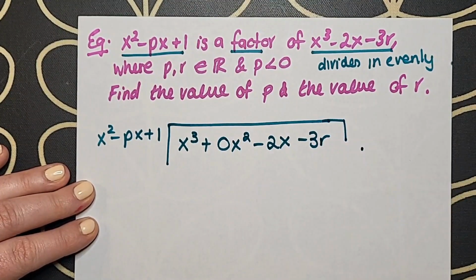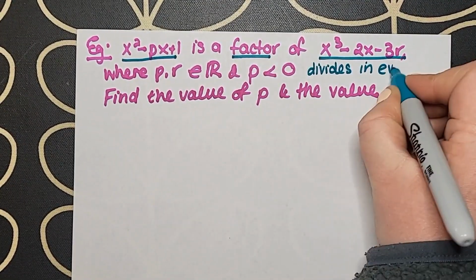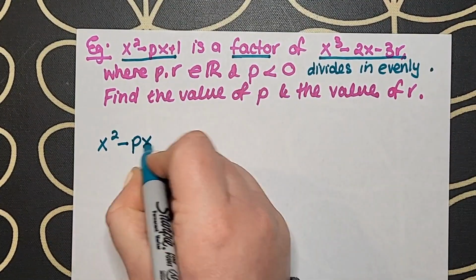This one has a few unknowns in it. So we have x squared minus px plus 1. It's a factor of that cubic. And again, I divide it in evenly.